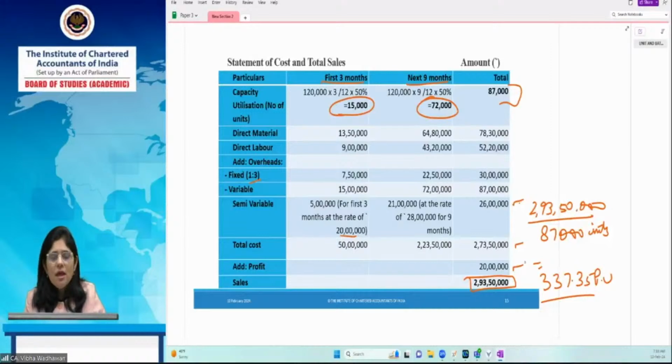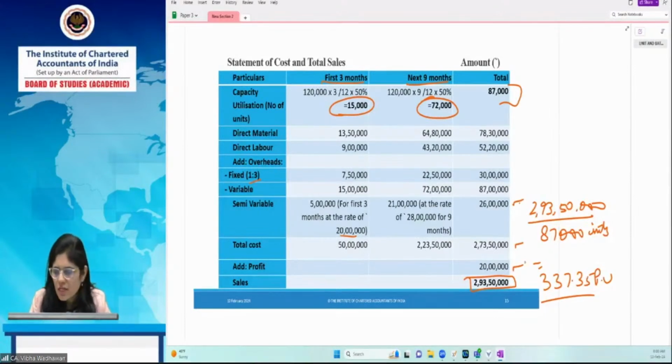Average why? Because for first 3 months, the cost is different. For next 9 months, the cost is different. So average means that we will charge only one price. So we will be doing the average units. Clear? So the average selling price to be quoted is 337.35 per unit, which will give us a profit of 20 lakh over and above the cost of 2 crore 73 lakh 50,000. Clear? So this is how we do it. This is the average selling price.